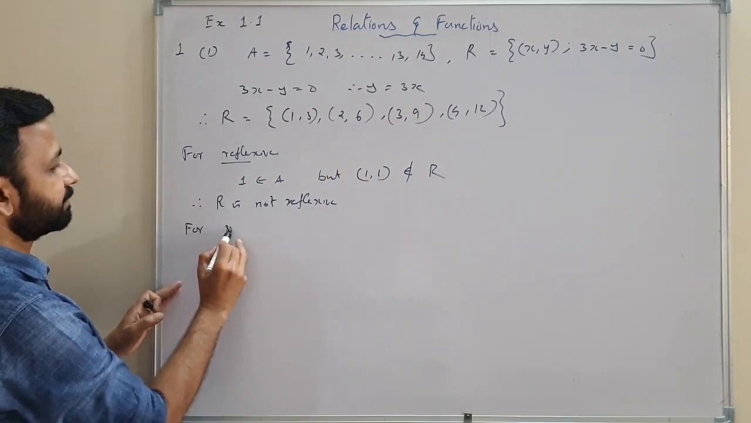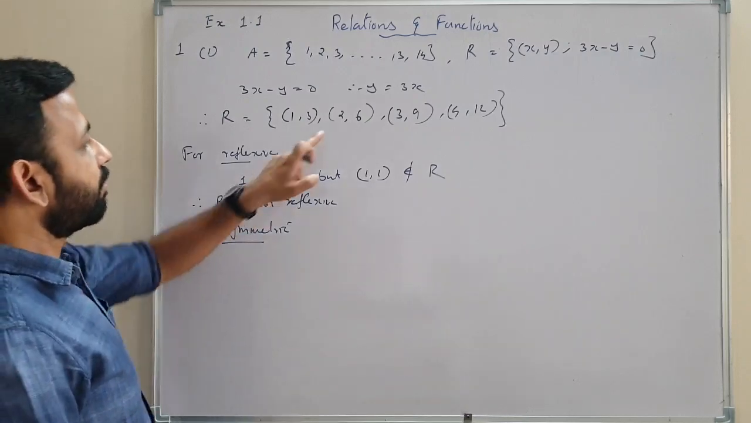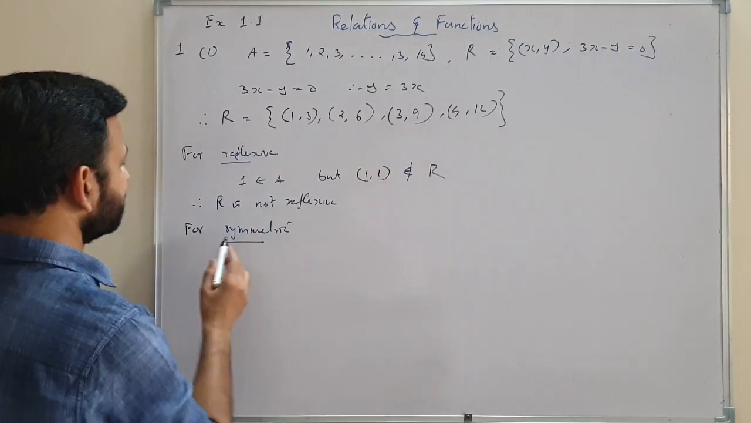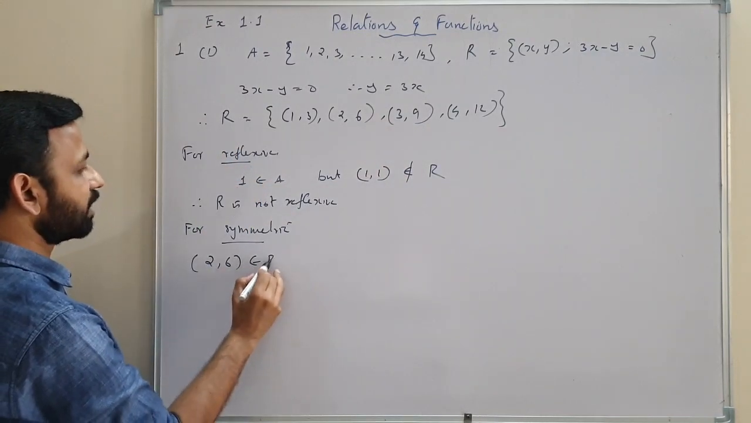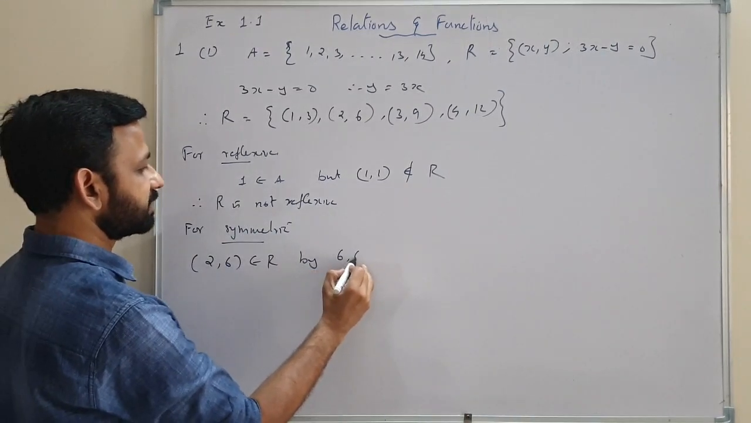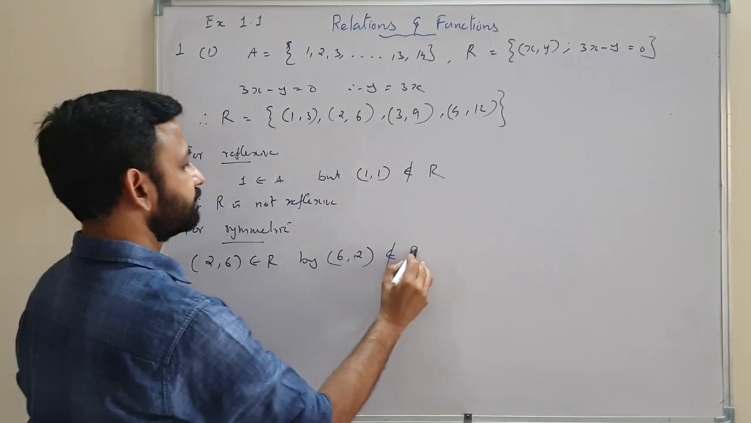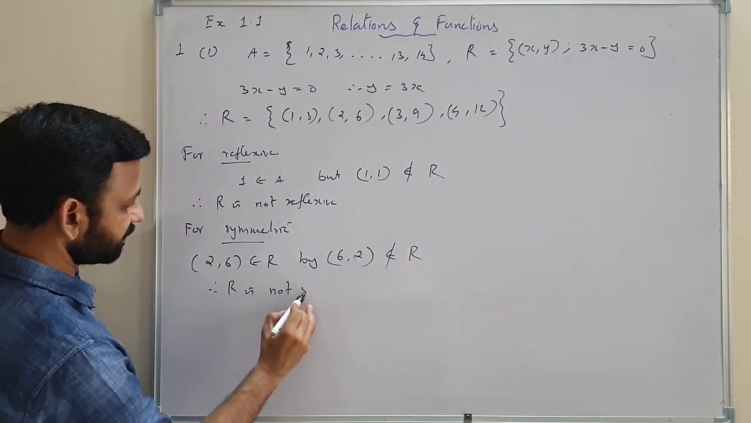Then for symmetric, the ordered pair (2,6) belongs to R, but (6,2) is not an element of R. The ordered pair (2,6) belongs to R, but the ordered pair (6,2) does not belong to R. Therefore R is not symmetric.